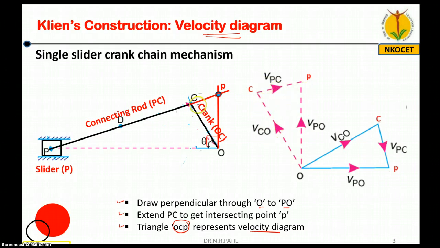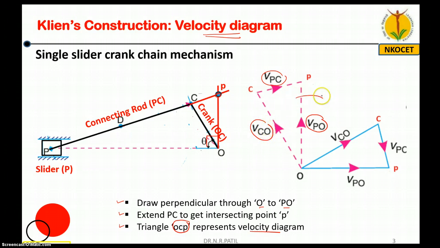Now what you have to remember is this CP. This CP represents velocity of piston with respect to C. So this is very important. Now this vertical line OP, this OP represents velocity of P with respect to O, that is velocity of piston. And last vector OC represents velocity of C with respect to O.